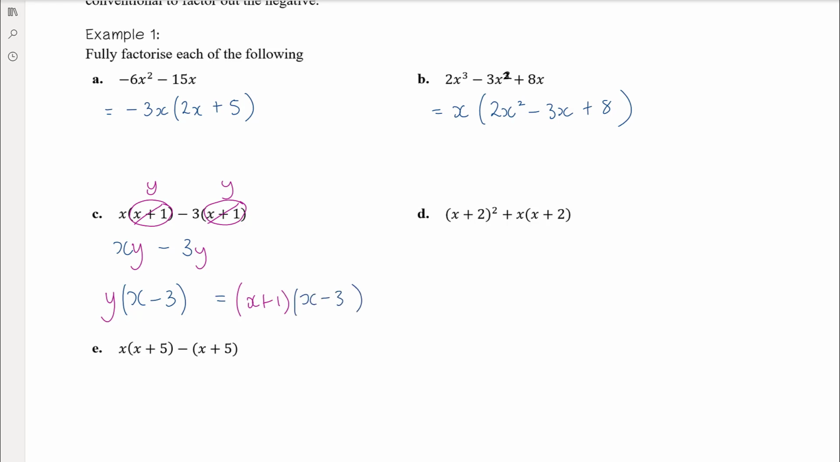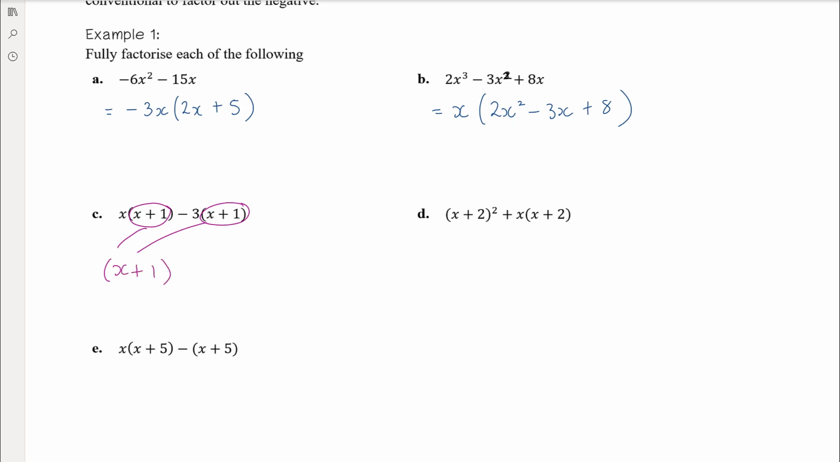But I want you to try and be able to do that without needing to actually make that substitution. So I really want you to be able to see right from the outset, okay, this bracket is the common factor. Let me take that out. And then when I take that out, what do I have left? I have x minus 3. So when I do x times x plus 1 divided by x plus 1, I'm just left with x. When I do negative 3 times x plus 1 divided by x plus 1, I'm just left with negative 3. And so there it is, fully factorised.